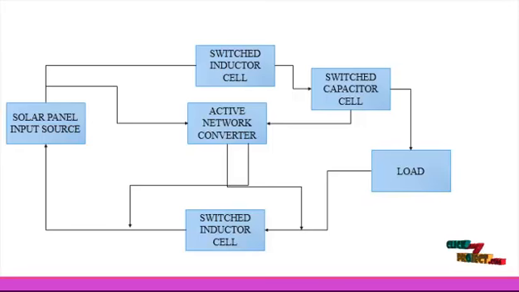Here the capacitor and inductor cells boost the voltage up to some level, and using the active network converter the voltage is boosted again, twice, at the output of the switched capacitor and switched inductor. So the overall conversion efficiency will be increased using this converter type. If we use switched inductor and switched capacitor separately, they take a large amount of size. So using this kind of topology the overall system size will be reduced. Finally the output is connected to the load. Here the load is a resistive load, or maybe an inductive or capacitive load.